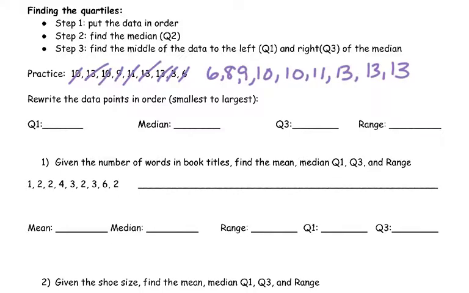First thing, find the median. That's going to be the one in the middle. If I had 9, that means it's the fifth one. 1, 2, 3, 4, 5. If I look at this, I have 4 to the right and 4 to the left. So that's my median.